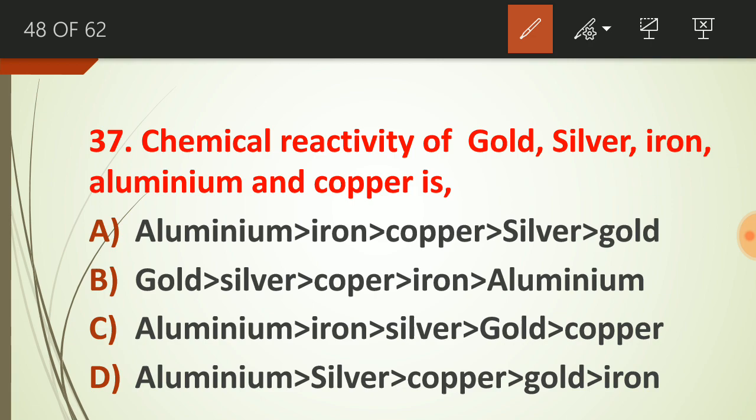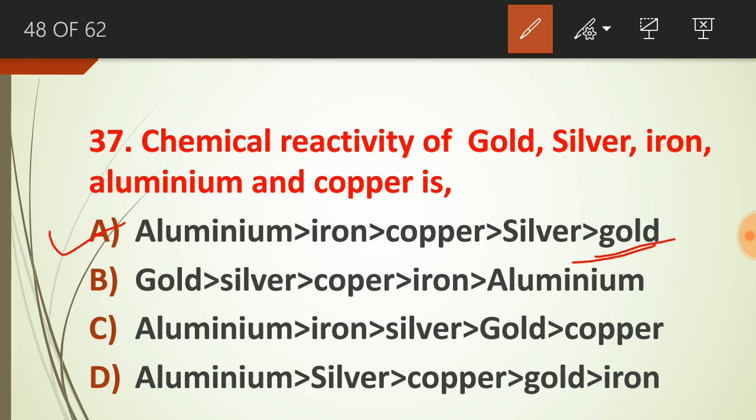Chemical reactivity of gold, silver, iron, aluminium and copper. If you see this option choice, gold is not that reactive, because at ordinary condition it does not react with any substance. For that we need to form aqua regia. So option choice A is the correct answer, because gold is at the last. Gold is at the last means gold does not react in ordinary condition.